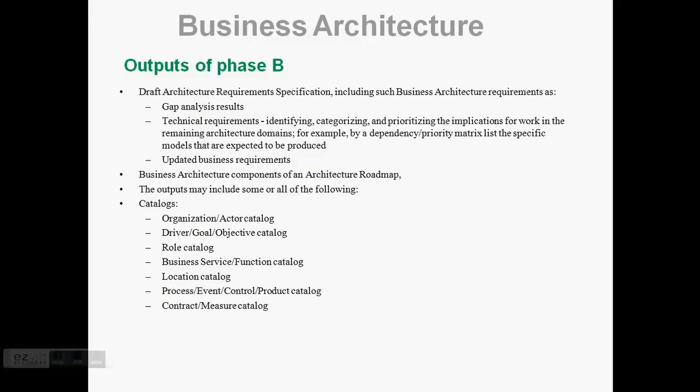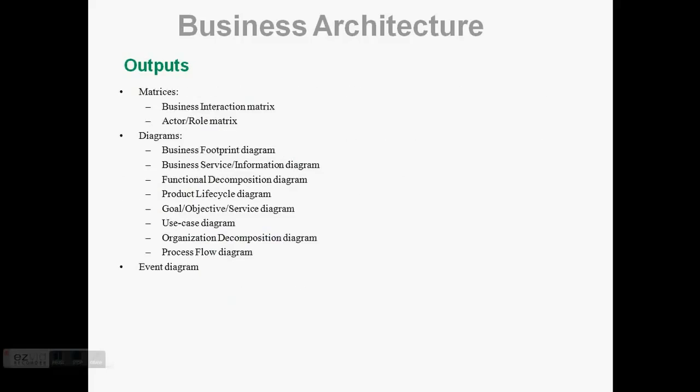The outputs may include some or all of the following catalogs as well that I've listed here. So we just go through this quickly. Organizational actor catalog. I mentioned these catalogs before as well, so it's not really a big concern. So we need the matrices, and also we need diagrams that I've already mentioned.